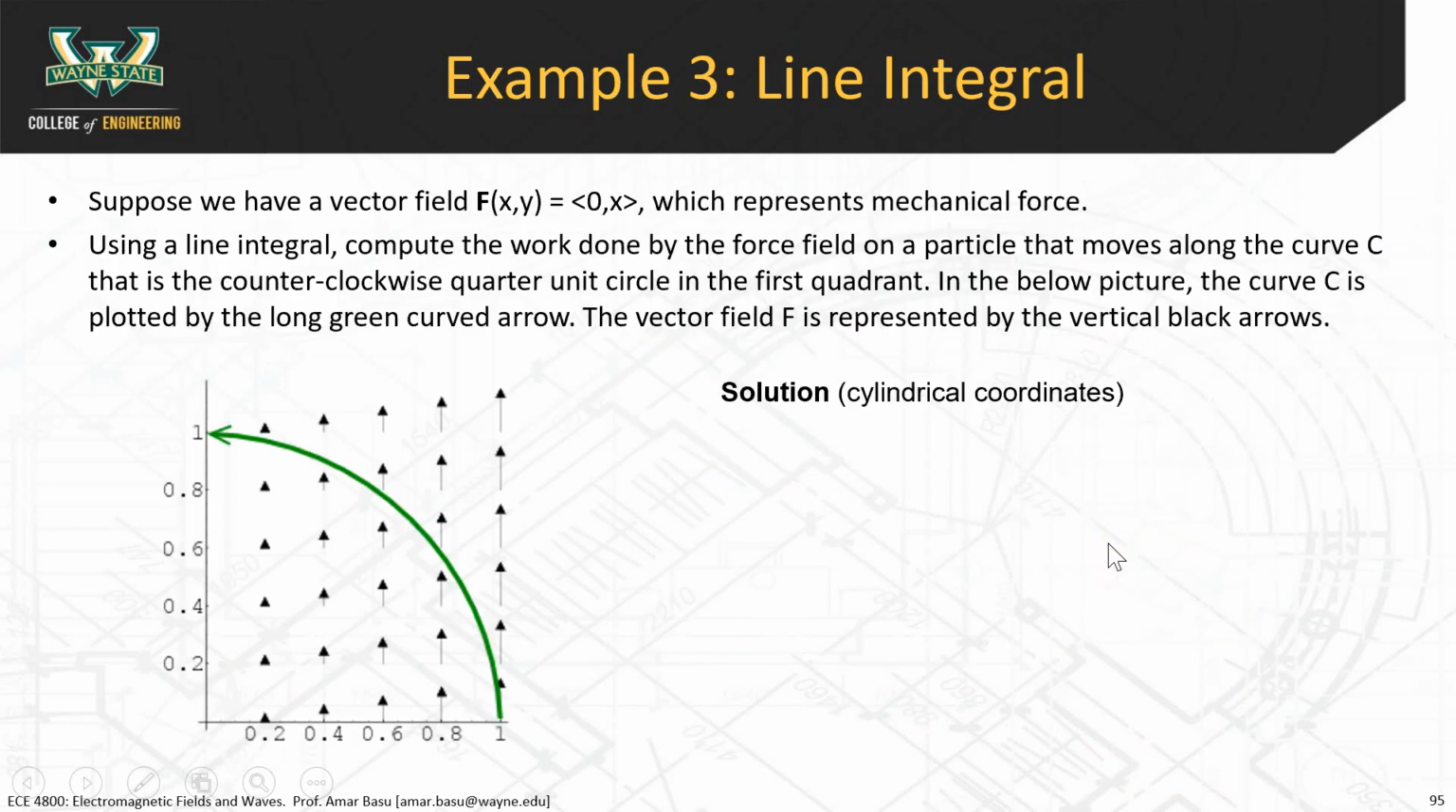All right, so let's do another example here. This one is in cylindrical coordinates. So we have a vector field F of x, y is equal to 0x, and that is in, excuse me, that is in cylindrical coordinates. I'm sorry, this is given to you in Cartesian coordinates. So this is in Cartesian.